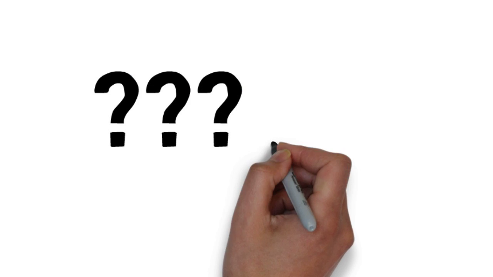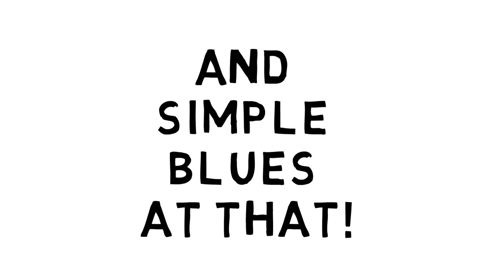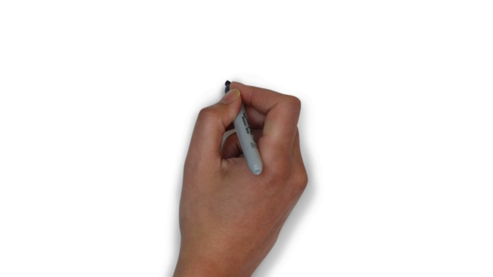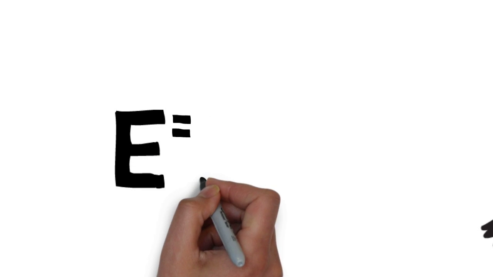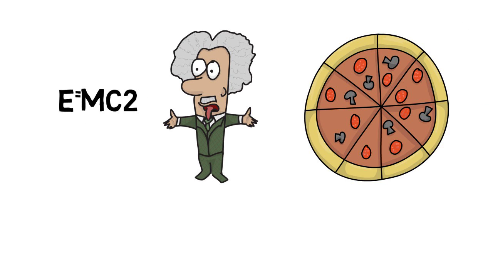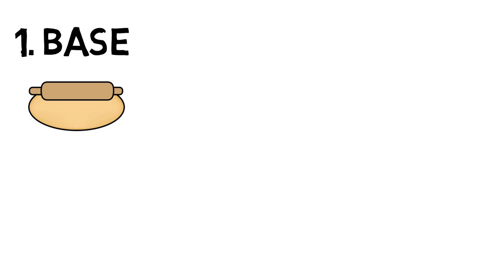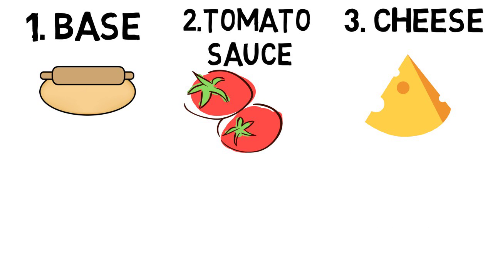Did you guess? Well, they are all blues. Okay, before looking at these killer tunes, we need to start with a bit of theory. But don't worry, because the chord structure of a simple blues is no more complicated than a recipe for a basic pizza. In a regular pizza, there are 3 main things: the base, the tomato sauce, and the cheese. Without one of these, you do not have a pizza.